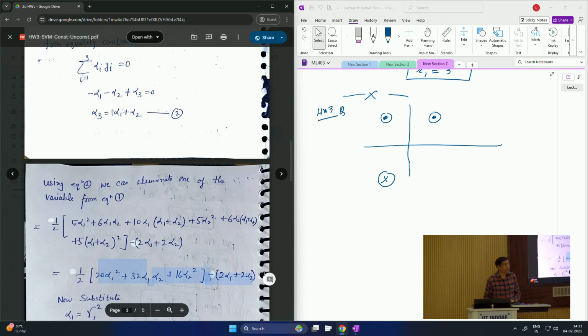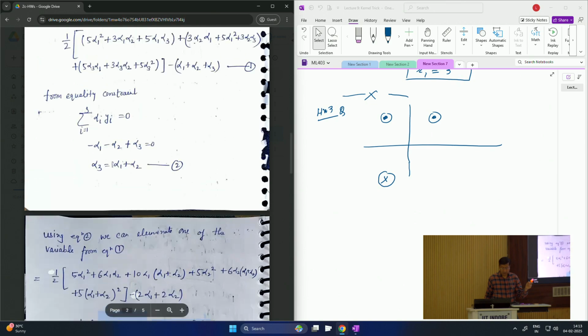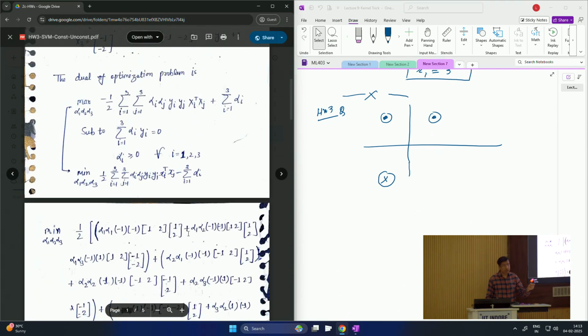Correct? Everybody can see? It looks simpler. But there was another constraint. What was the other constraint? The non-negativity constraint. Alpha is greater than 0.